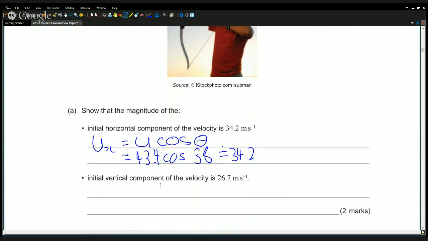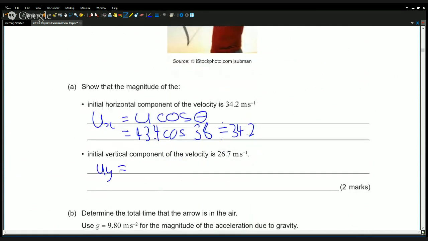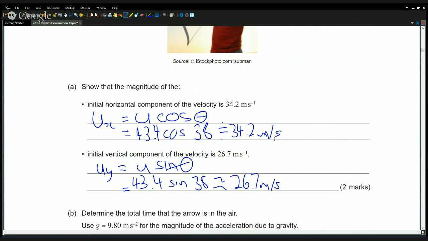All right, initial uy equals u sine theta. And then that's 43.4 sine 38. Sorry for my scribbles. As you can imagine, that should be the other number we're looking for. 43.4 sine 38 is 26.7 meters per second. Don't forget your units. Okay, sorry for the messy writing.